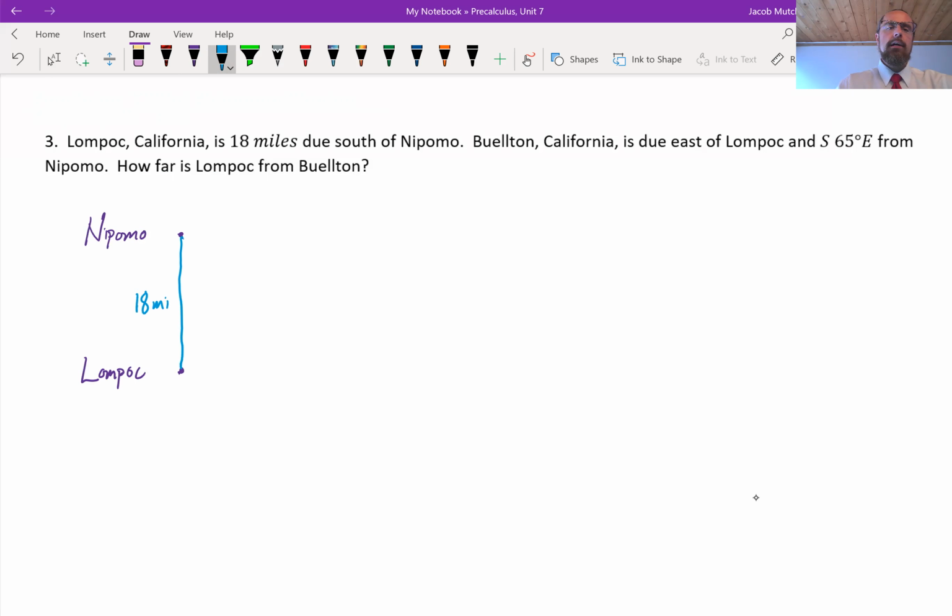Our task here is to find out how far is Lompoc from Bealton. So let's place this third town. We know that it's due east from Lompoc. So I don't know how far it is from Lompoc. What I do know, however, is that it's a bearing of south 65 degrees east from Nipomo. So if I place south, that's directly in the downward direction, and then mark 65 degrees, I can place roughly this third town, Bealton.